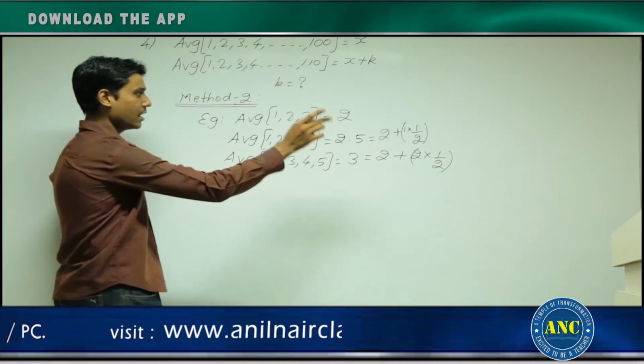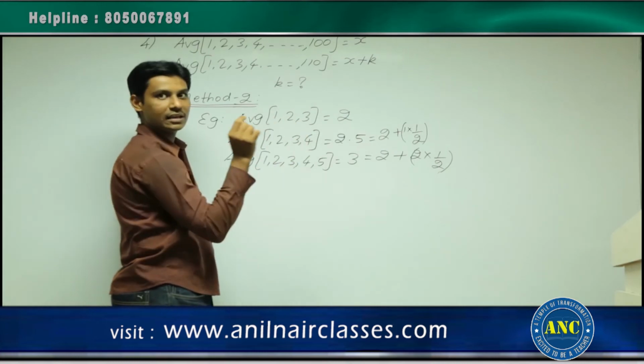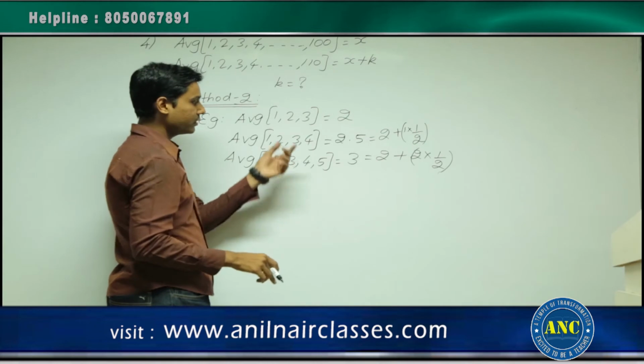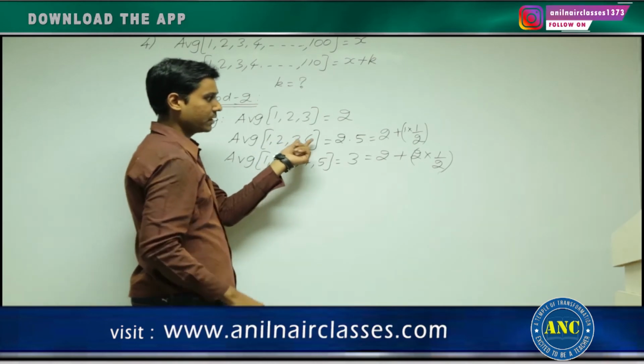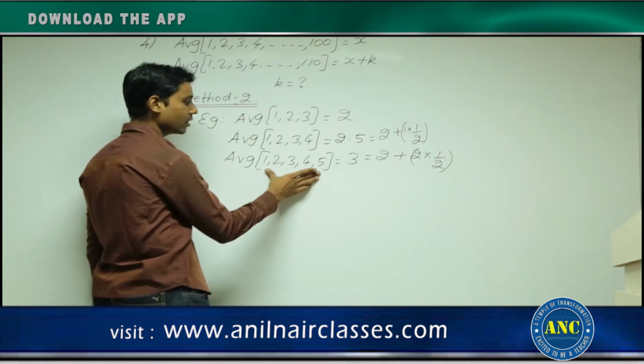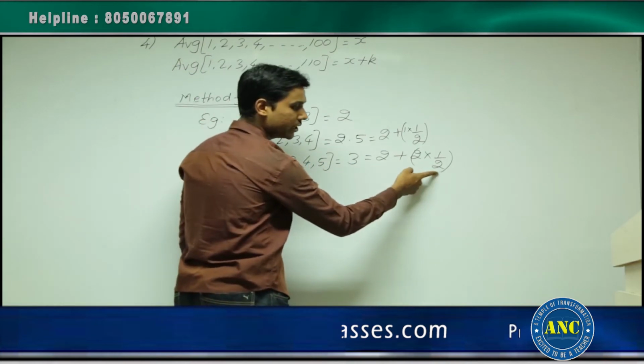That means the original series had 3 terms and I increased by 1 term. If the series is increased by 1 term, then it becomes 1 into 1 by 2. If the series has increased by 2 terms, then it becomes 2 into 1 by 2.